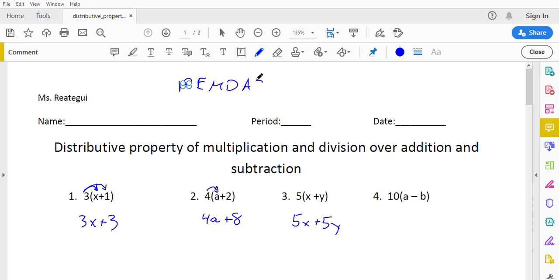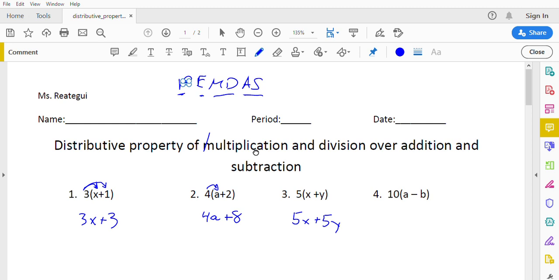This was PEMDAS, right? They're not allowed to call it PEMDAS anymore, right? But it was parentheses, and exponents, then multiplication, division, then addition, subtraction. Well, we're doing multiplication and division before addition and subtraction. So again, we can do any multiplication or division before we do addition and subtraction.